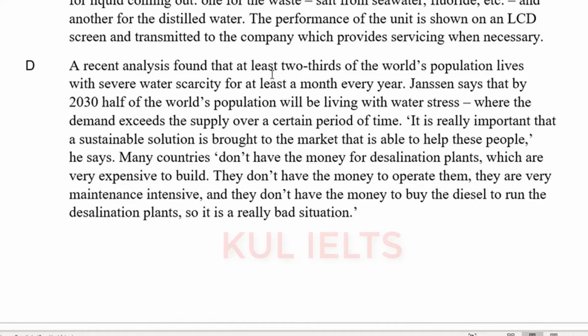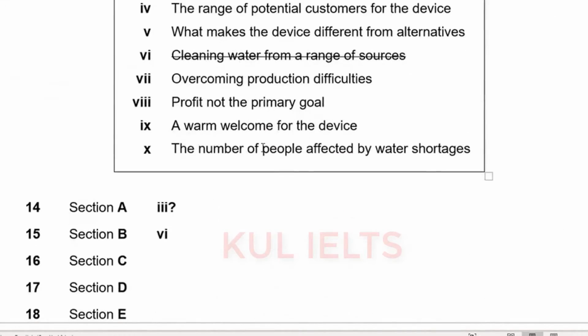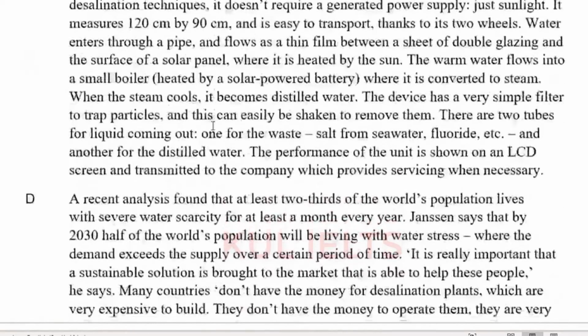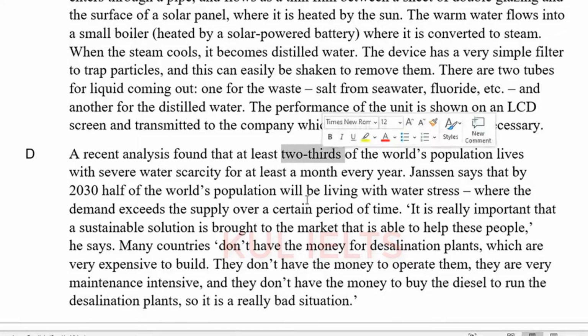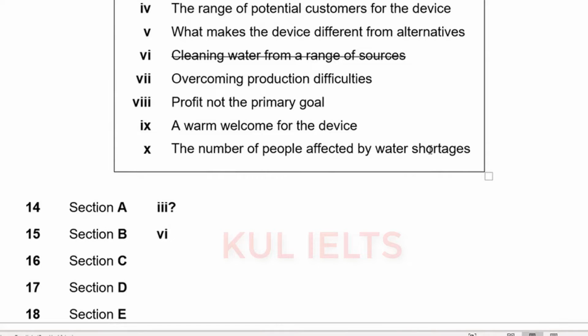A recent analysis found that at least 2/3 of the world's population lives with severe water scarcity. Scarce means not a lot of water, for at least a month every year. So I saw something about the number of people without water. And there it is over there. I just remember seeing it. Number of people affected by water shortages. What is the number of people? 2/3 of the people. Water shortages, water scarcity. Johnson says that by 2030, half of the world will be living with water stress. Yeah, so I'm actually confident enough in that one, the number of people affected by the shortages.